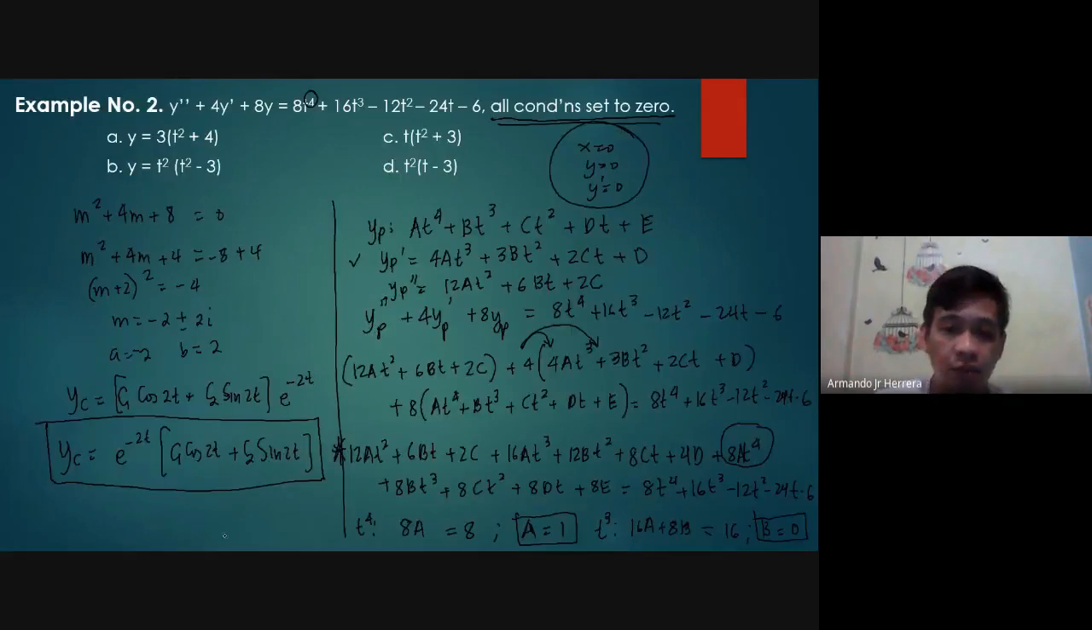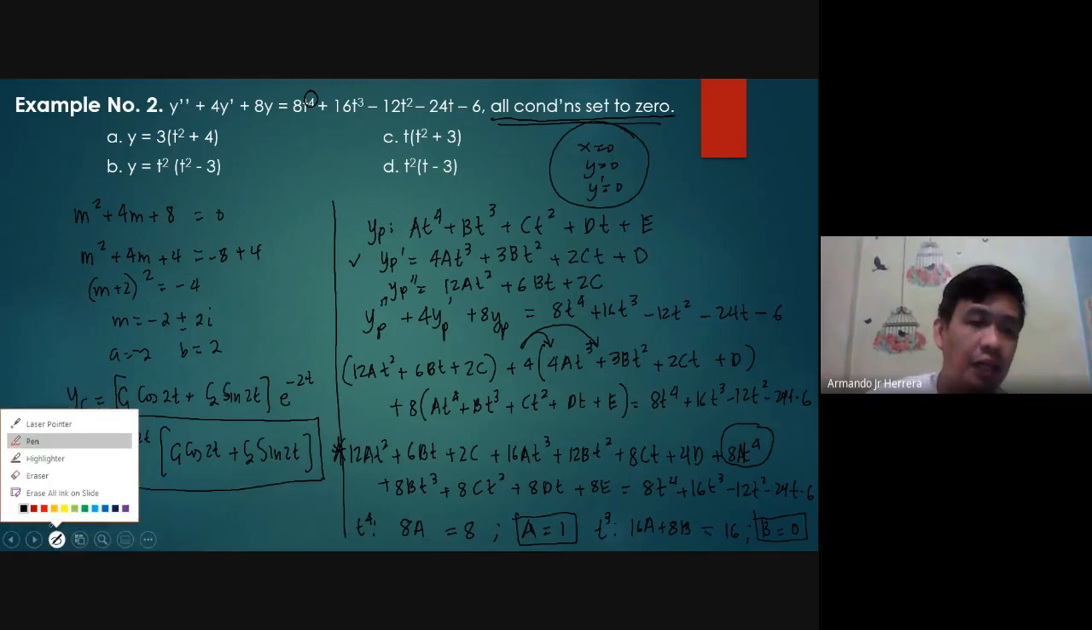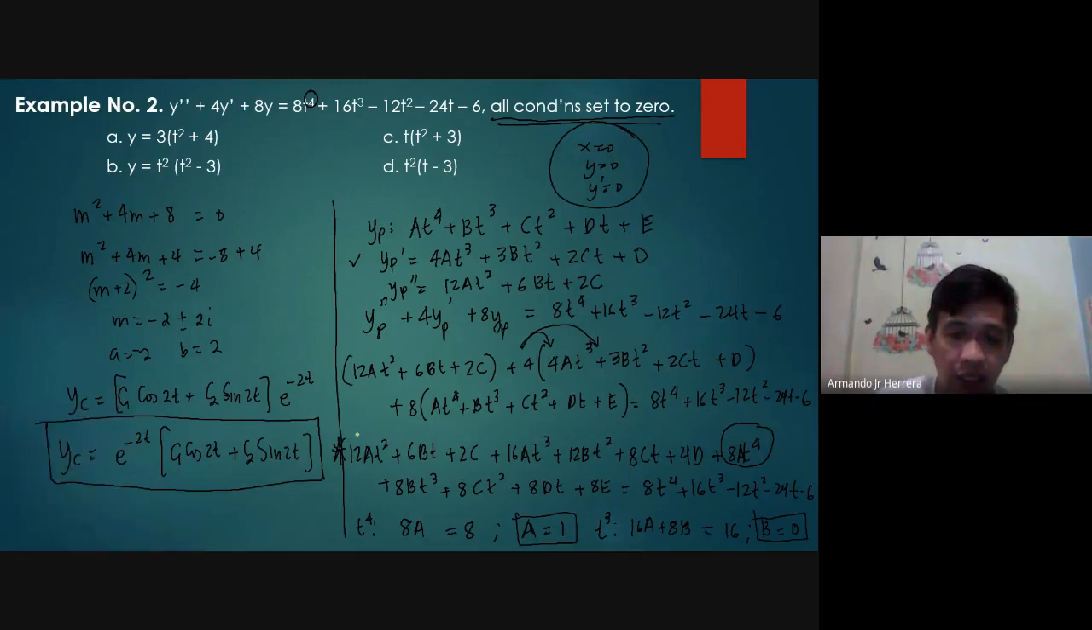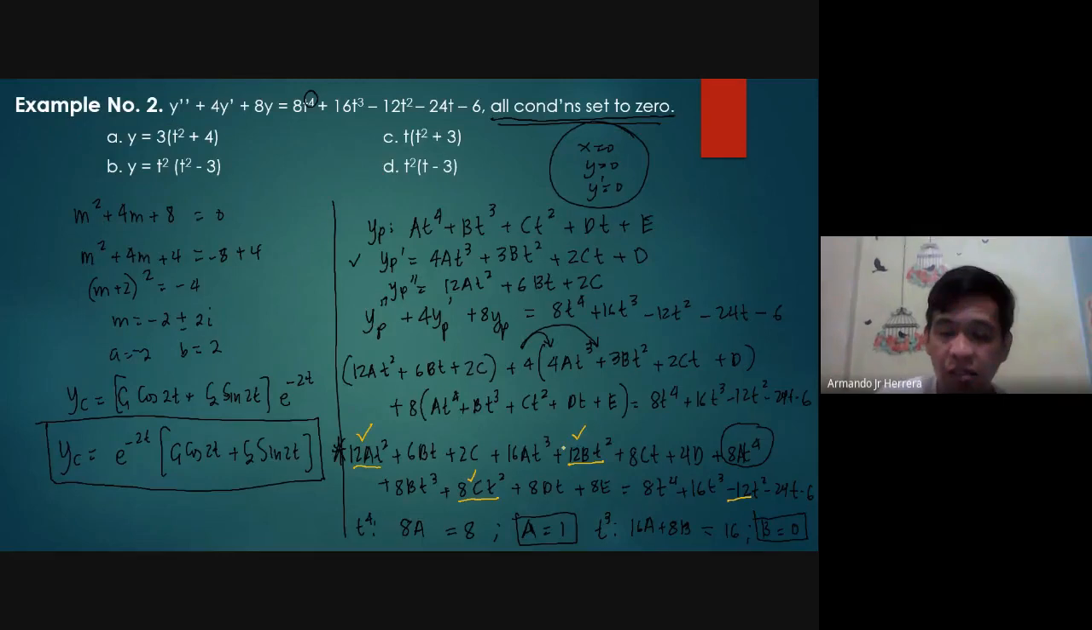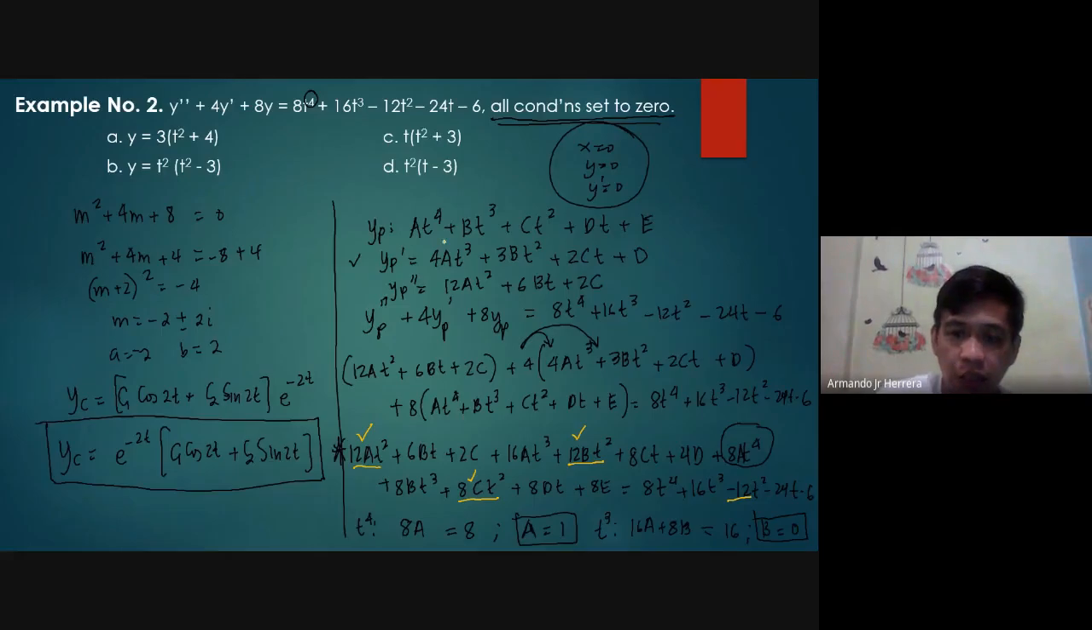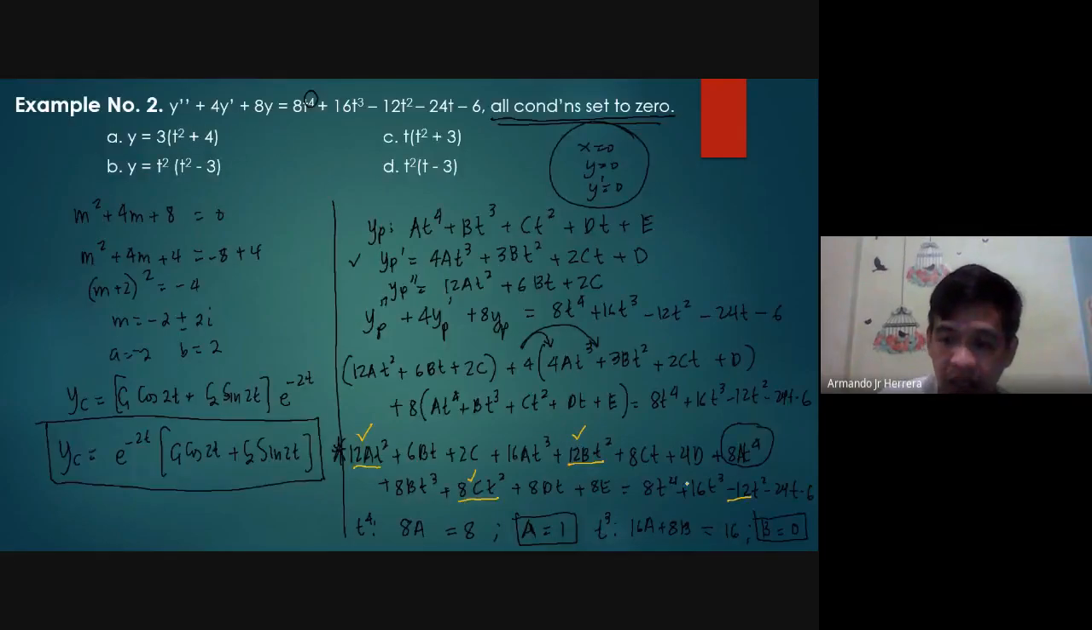Punta tayo kay t squared. Lahat ng may t squared, bilugan ko muna. Ito, check na lang. T squared, t squared, t squared, then negative 12. So that's 12a plus 12b plus 8c equals negative 12.